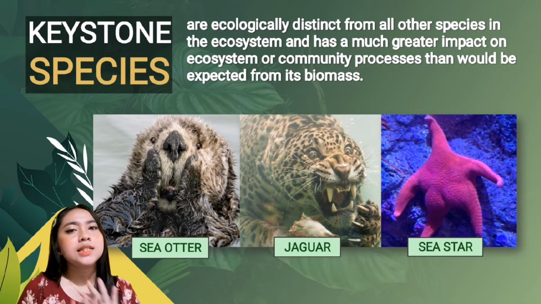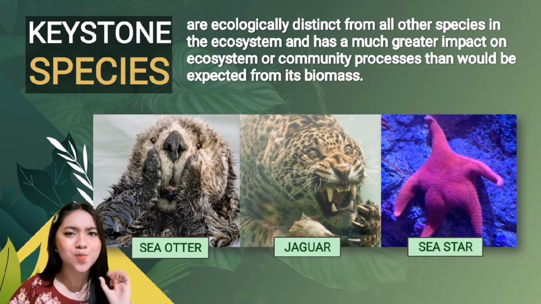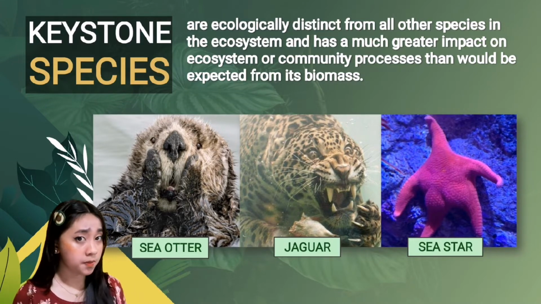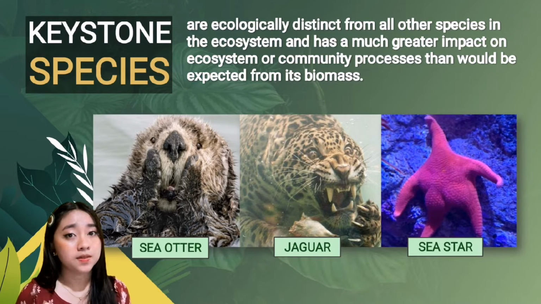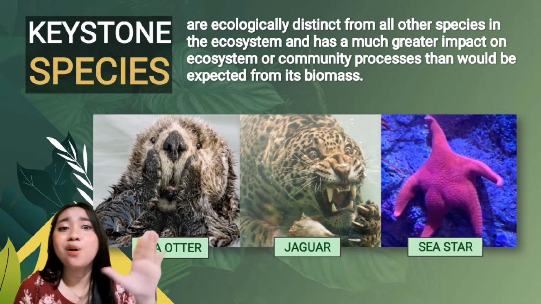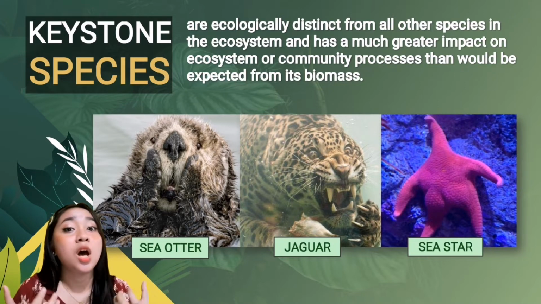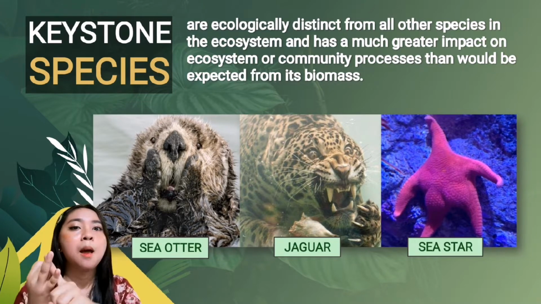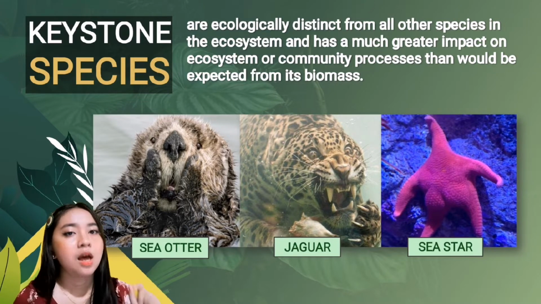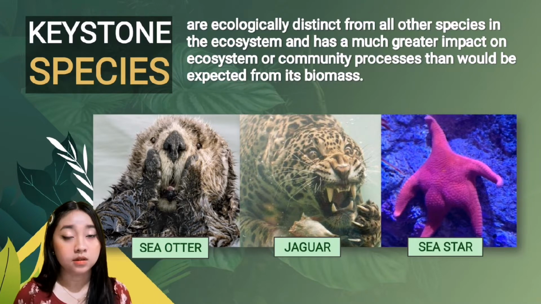Now we have the keystone species. Keystone species are ecologically distinct from all other species in the ecosystem and have a much greater impact on ecosystem or community processes than would be expected from their biomass. Keystone species are also important for the overall structure and function of an ecosystem and influence which other types of plants and animals make up that ecosystem. Thus, in the absence of a keystone species, many ecosystems would fail to exist.